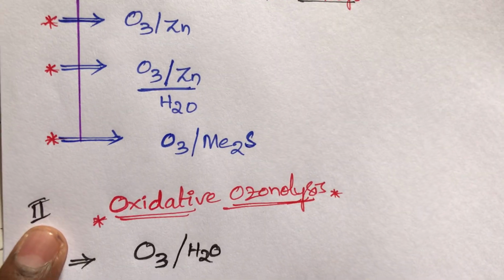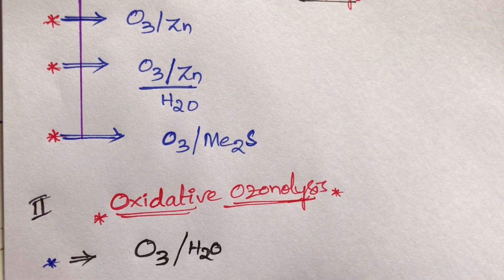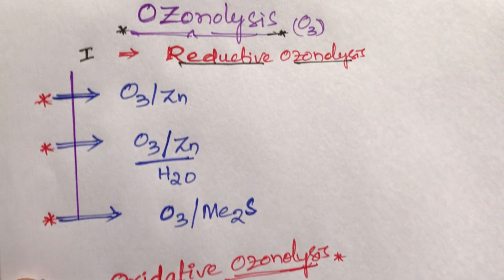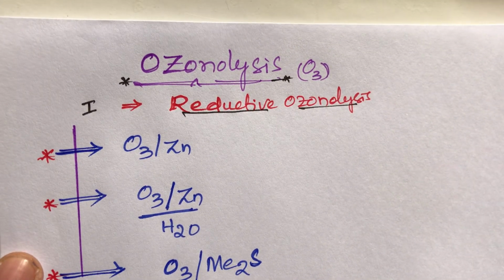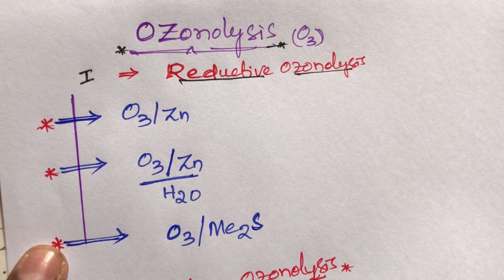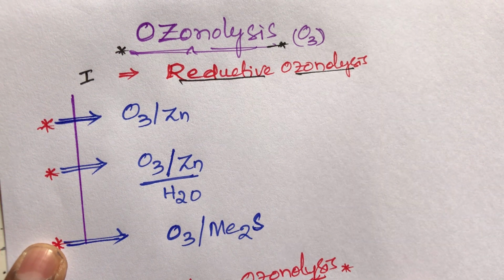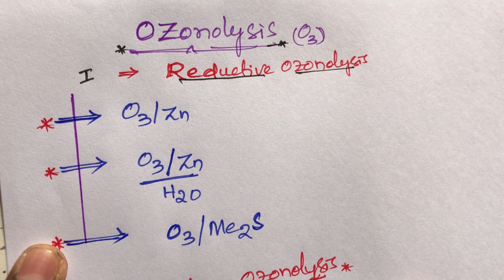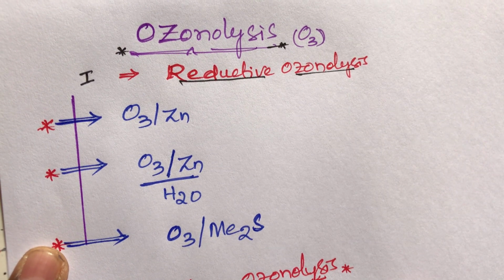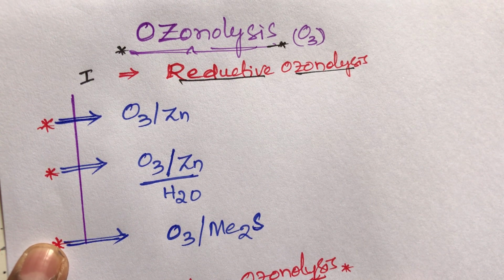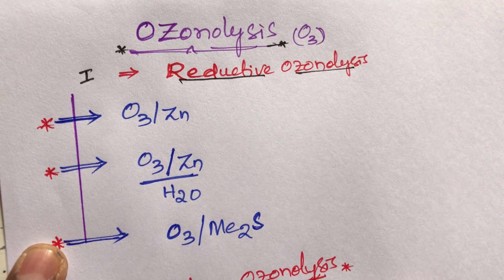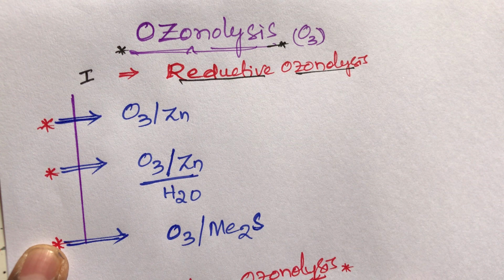And what about oxidative ozonolysis? Oxidative ozonolysis is only O3 in the presence of water. O3 in the presence of water belongs to oxidative ozonolysis. Now we will discuss the first one, reductive ozonolysis. This reductive ozonolysis is a one step reaction, student, but oxidative ozonolysis is a two step reaction. Simply remember that.